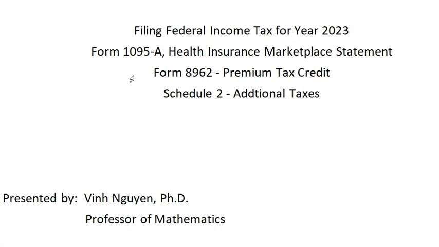The focus of this video is on Form 1095-A and Form 8962, and this is for those who buy health insurance on the health insurance marketplace. For those who buy health insurance from the marketplace, at the end of the year, you should get Form 1095-A. And then we would need to use Form 8962 to report all the information from Form 1095-A.